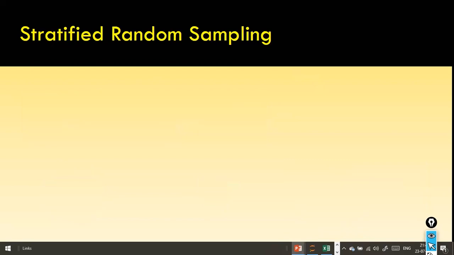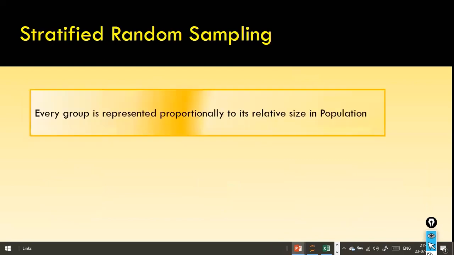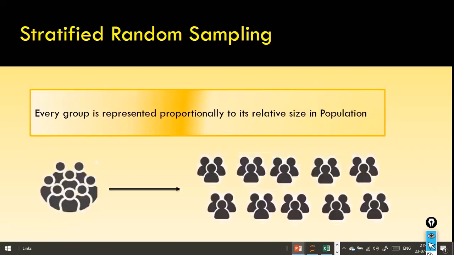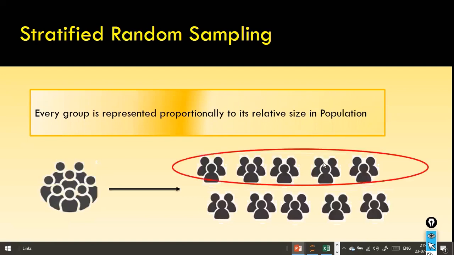Okay. And next one is stratified random sampling. Every group is represented proportionally to its relative size in the population. For example, this is your population, and you have 3 different groups of people out there. So here in this case, how do we draw the sample? We have divided this entire population into 3 different groups.